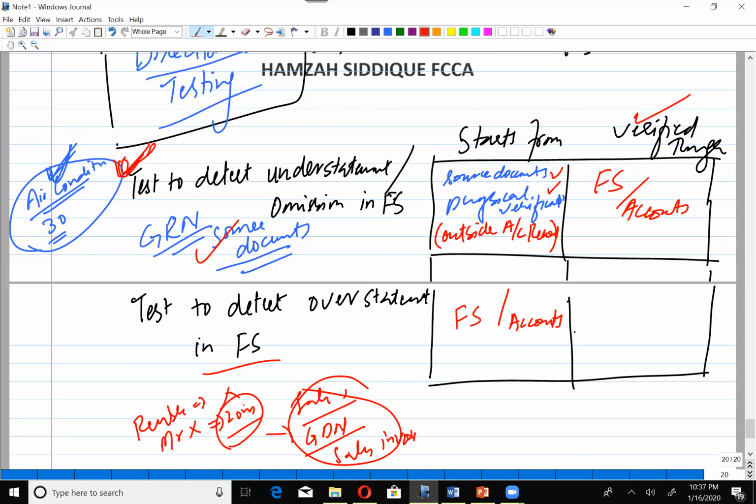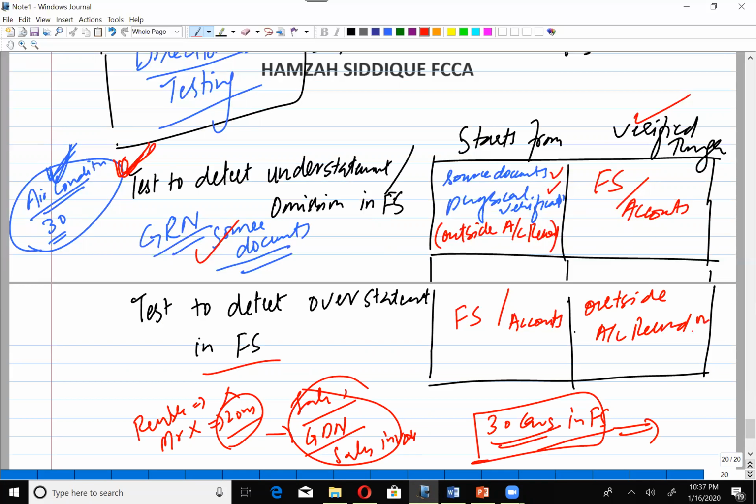If they say we have 30 cars recorded in the financial statements and the record, I say, show me where the 30 cars are, physical verification. And they're unable to show me 30, only 20. Overstated. So the test is verified outside the accounting record, starting from financial statements, to detect overstatement. Is it clear, students? Is it clear?